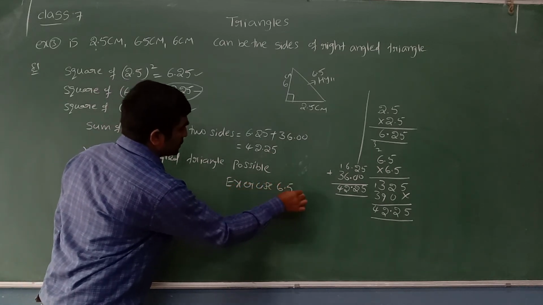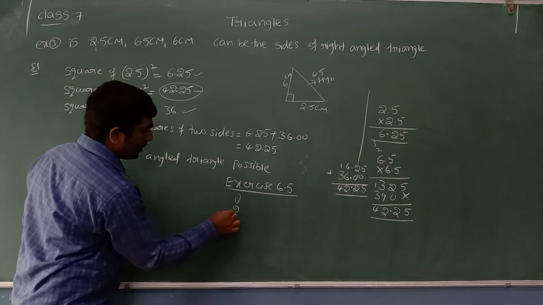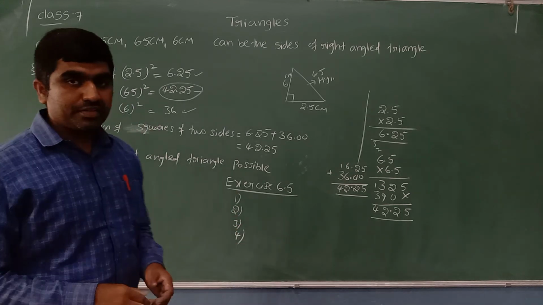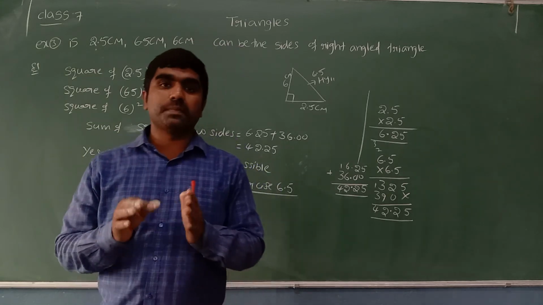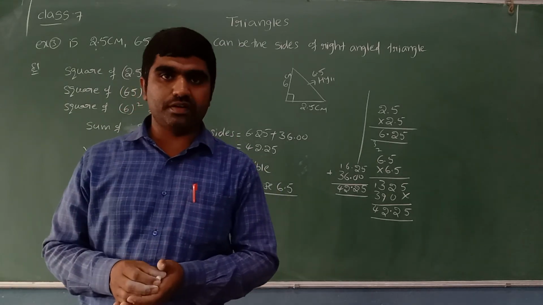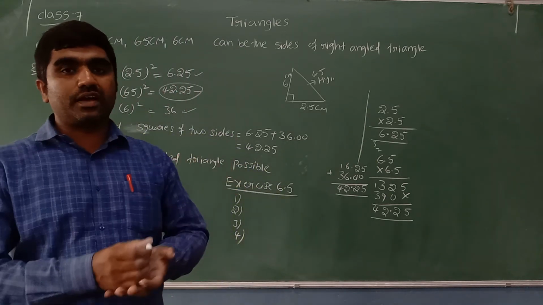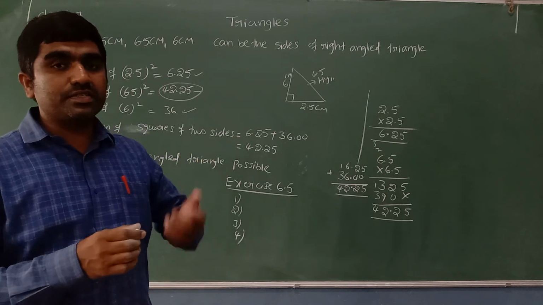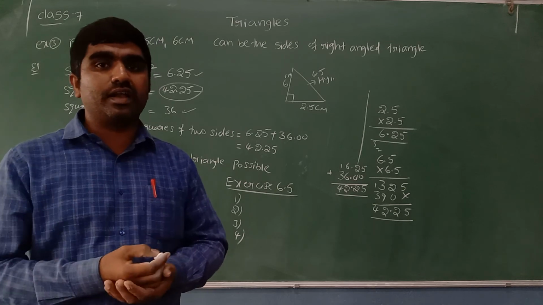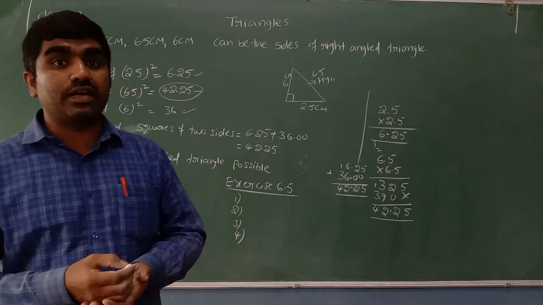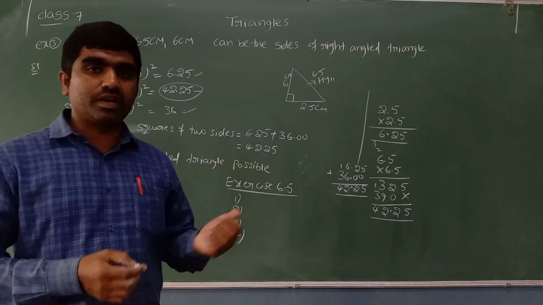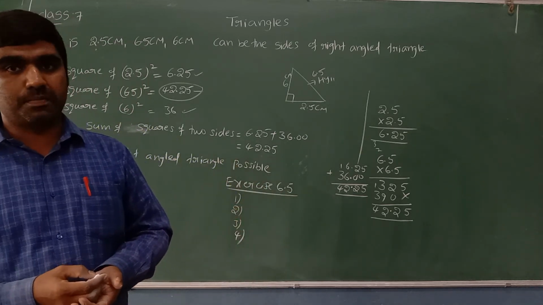Exercise 6.5, you can try this as homework. Hope it is clear for everyone. We learned about the Pythagoras property. It is possible only for a right angle triangle. By using that, we can decide whether the given measurements are possible for a right angle triangle or not, and also we can find the length of the third side. When we know the lengths of two sides, we can use this Pythagoras property to find the third side.